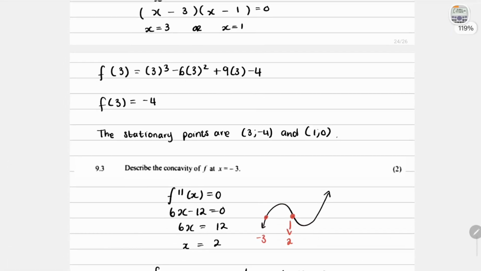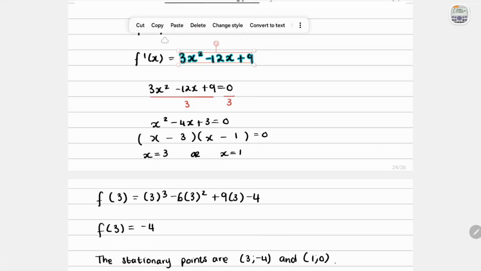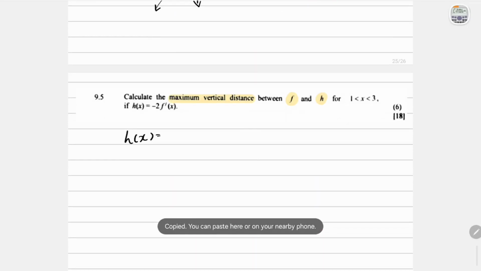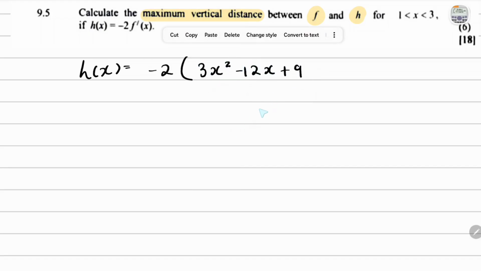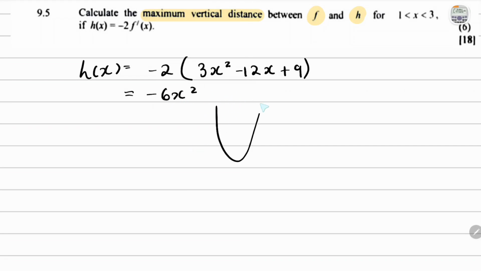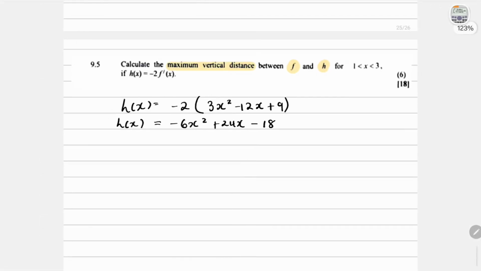Okay, so let's look at what the derivative of f looks like, so we can get that. And if you multiply it by negative 2, because that's what they did, this is what we're going to get. I'm just going to focus on the important points because I'm not going to sketch this whole thing. That's going to be negative 6x squared. So first of all, it's no longer concave up, it's now down, and then plus 24x and then minus 18. Okay, this is what h of x now looks like.